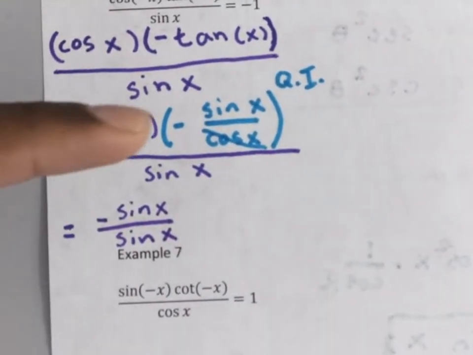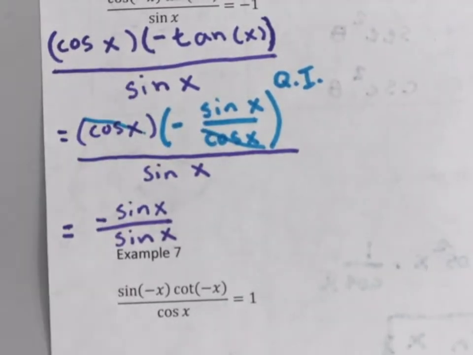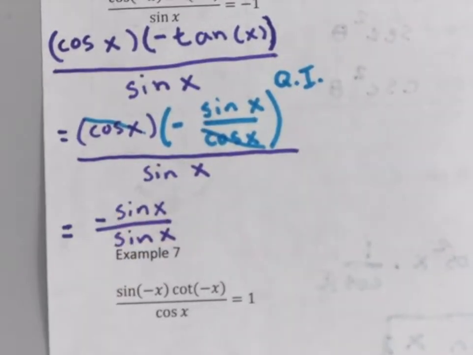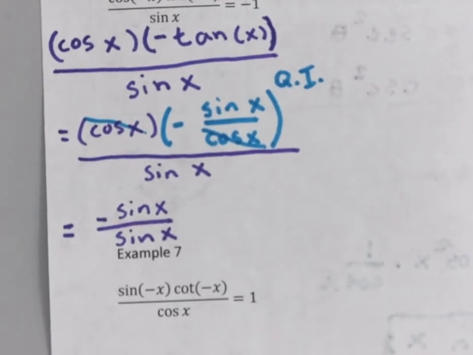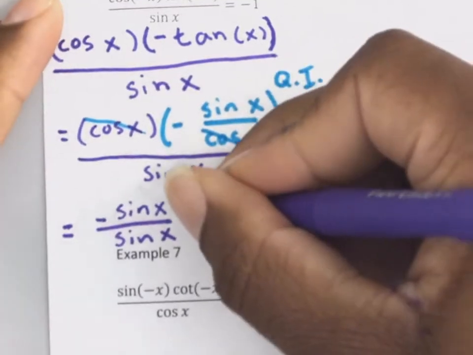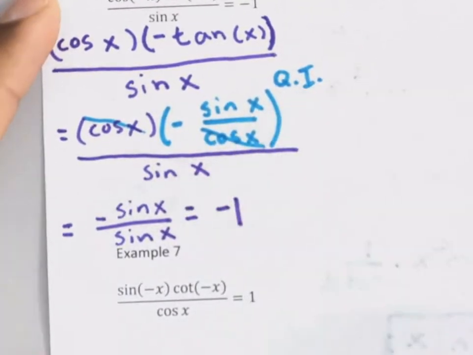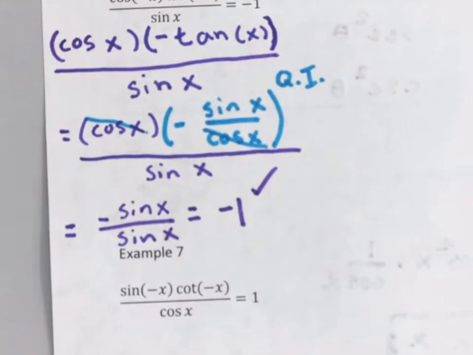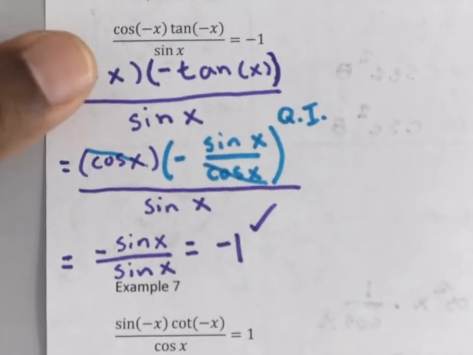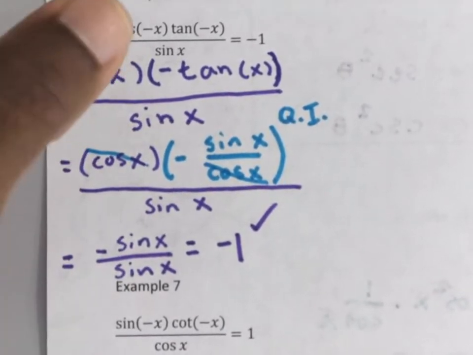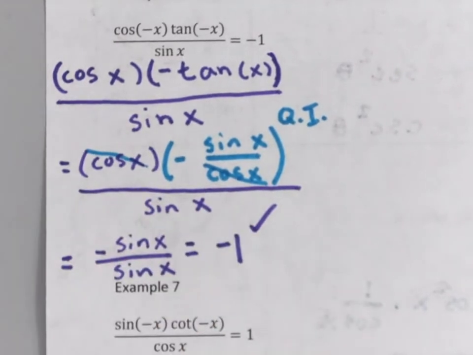Okay, so on top, I'm left with just negative sine. On the bottom, I'm left with just sine. Everybody okay? What does this come out to equal? Just negative 1. Was that what I was looking to get? I guess so. Yeah. So I just verified. I just showed you how the left side can become negative 1.